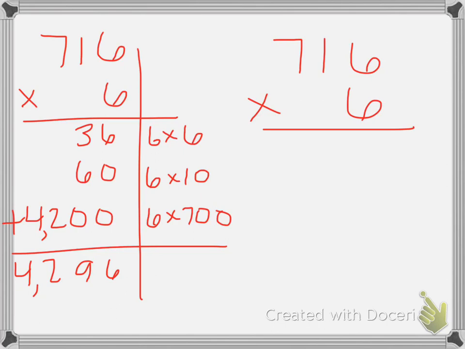So we've got 6 times 6. I record the 6. I rename the 3. 6 times 10 gets me 60. 60 plus 30 ends up getting me 90. 6 times 700 gets me 4,200. You can rename the 4 if you would like to, but I'm just going to record because that's the last place value we have. So 4,296.